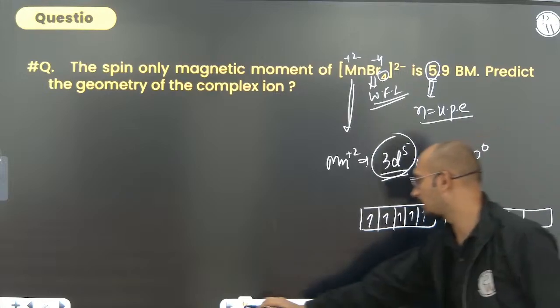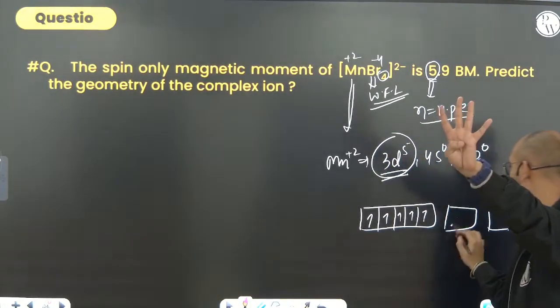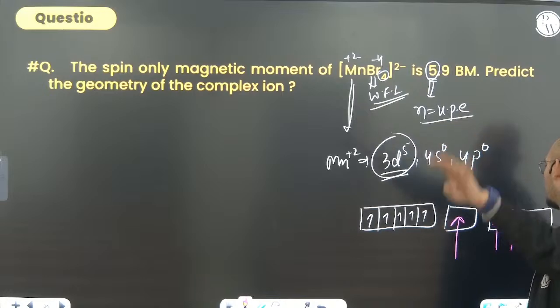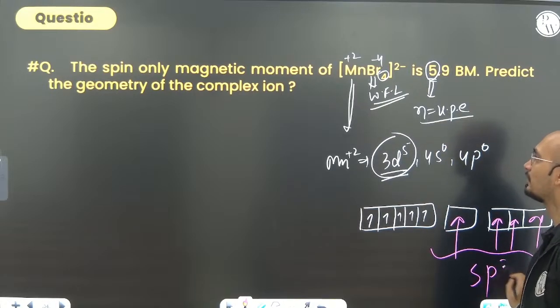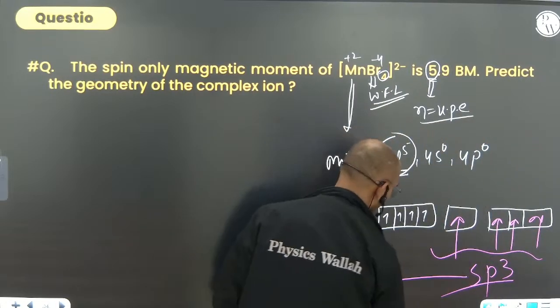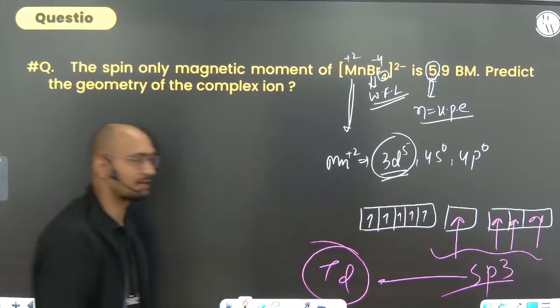Then what comes after that? 3p. How many of the bromine we have to accommodate? 4. So 1 in s, 3 in p. So what is that? sp3. So sp3 will tell you nothing but tetrahedral. What is the geometry? Tetrahedral geometry.